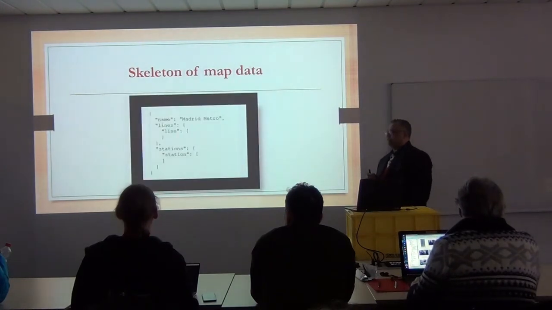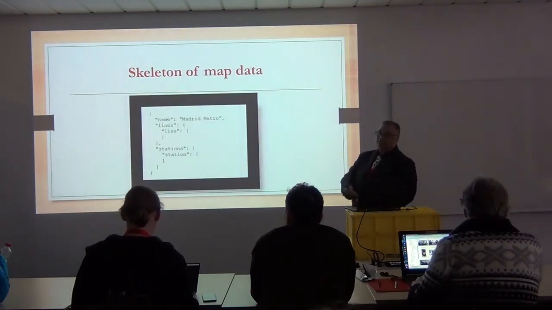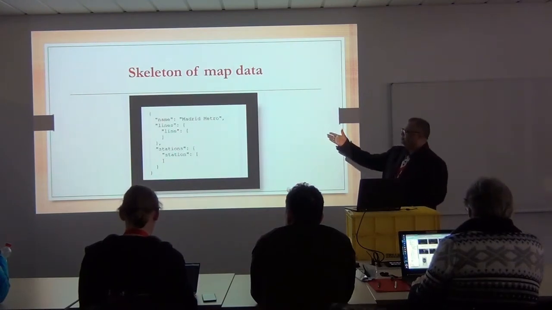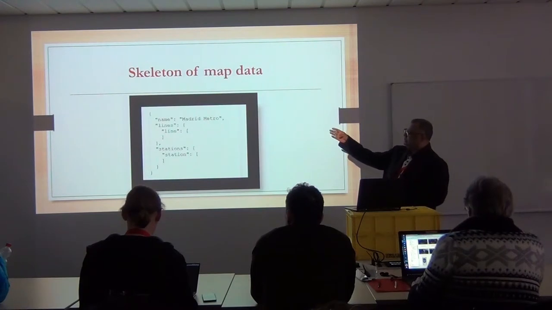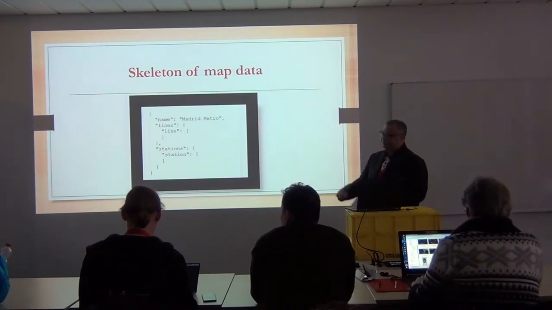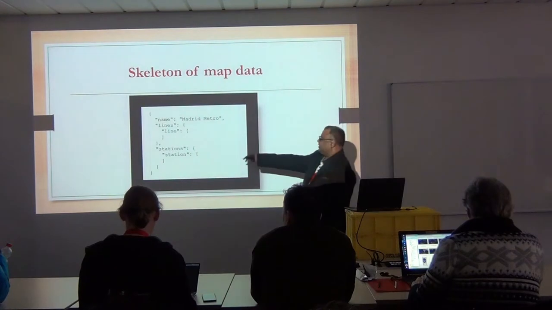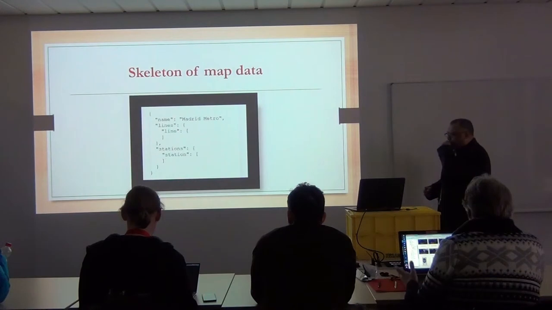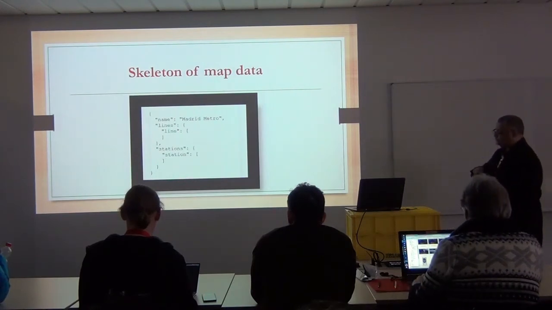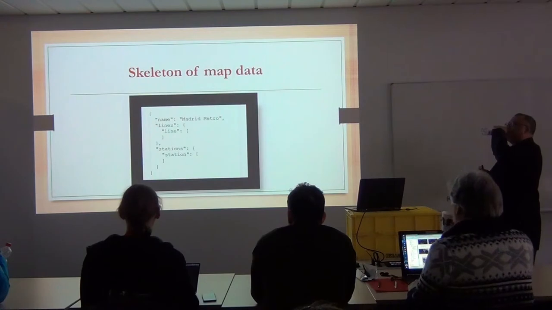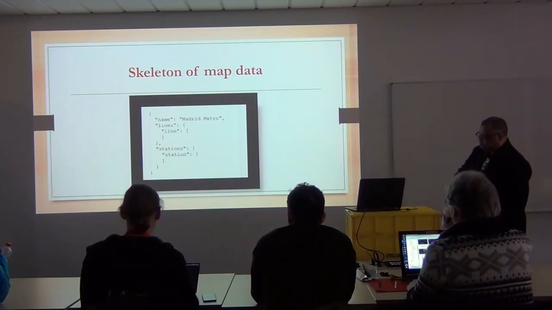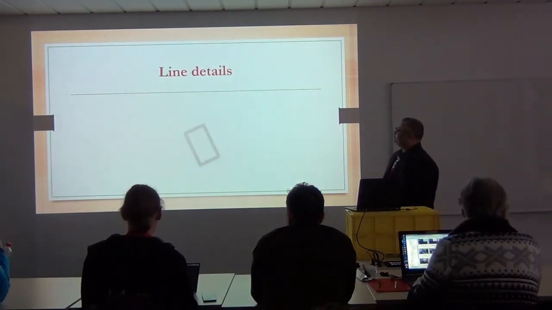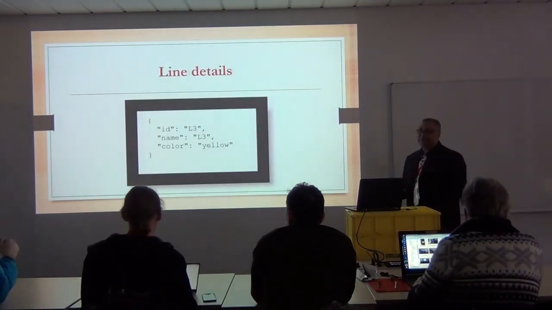The skeleton, it's no big deal. This is all you need for your map. Name of your map, optional, you don't have to have. Lines and stations. And within this, you can mention all the lines one by one. I'll show you the structure of a line. Okay, this is how you define your lines.